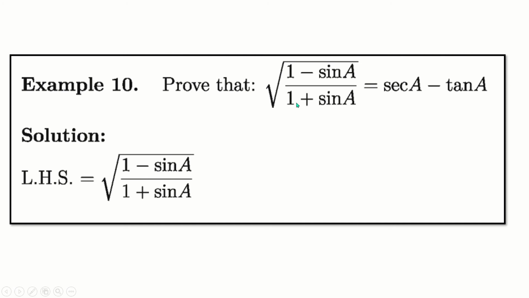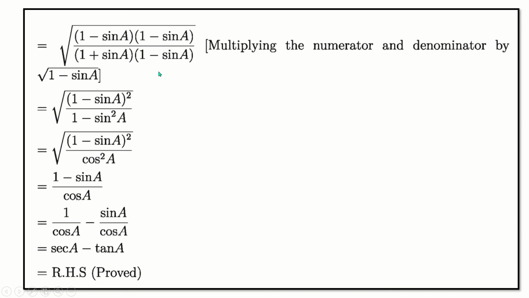Example 10. Given that square root over 1 minus sin a divided by 1 plus sin a is equal to sec a minus tan a. We have to prove this. Solution: the left hand side is given, square root over 1 minus sin a by 1 plus sin a. Now multiplying both numerator and denominator by 1 minus sin a, the numerator will be 1 minus sin a into 1 minus sin a, divided by 1 plus sin a into 1 minus sin a, and overall will be square root.